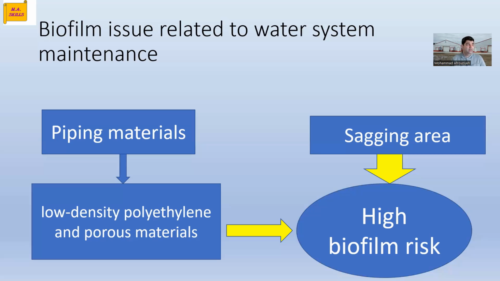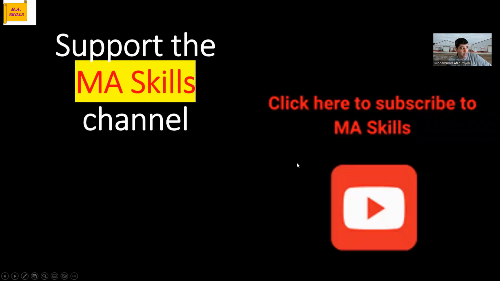I talked about this in the water system maintenance video. If you are seeing a sagging area on your water line, it means that your water line is not even and there is some sagging area. So then again, it can increase the risk of building biofilm in your system. So these are some tips that we really need to pay attention to when we are running observational tests on our water system.